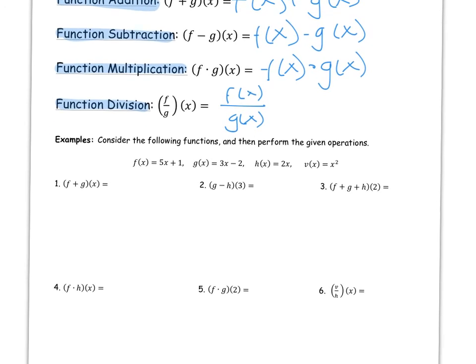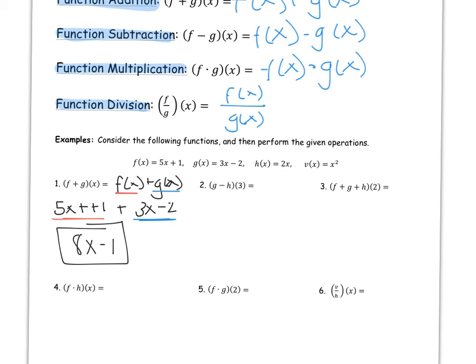So look at the first one. Consider the following functions, f of x, g of x, h of x, and v of x. So we have f plus g of x. So this is just f of x plus g of x. So fortunately x is already x, so I have f of x, which is 5x plus 1, plus g of x, which is 3x minus 2. So all I do is combine like terms and get my answer. So I'm left with 8x minus 1.